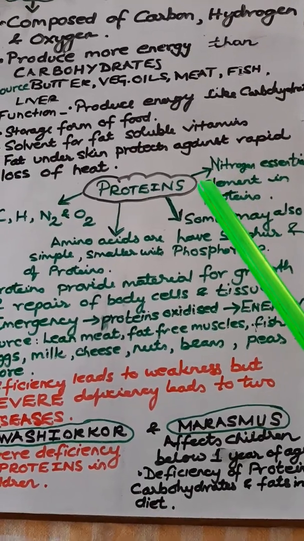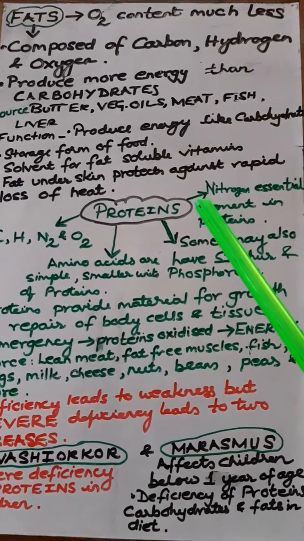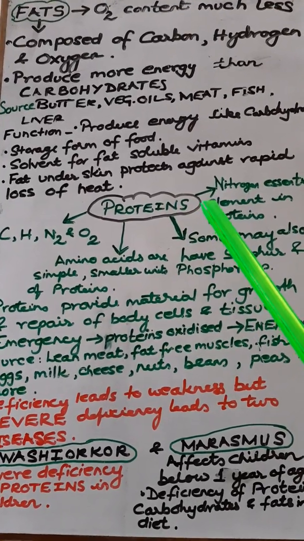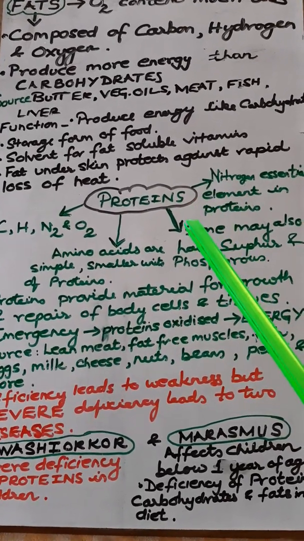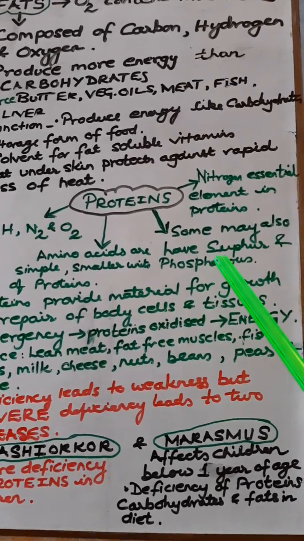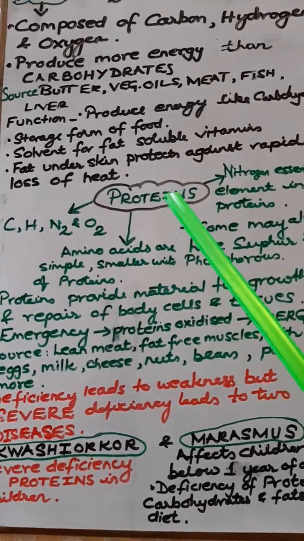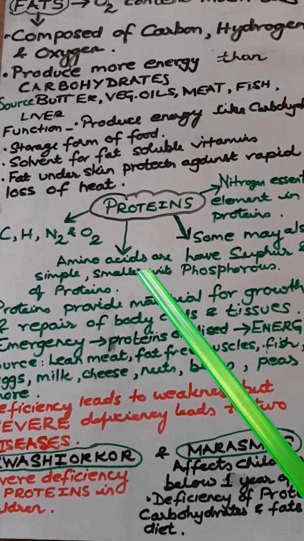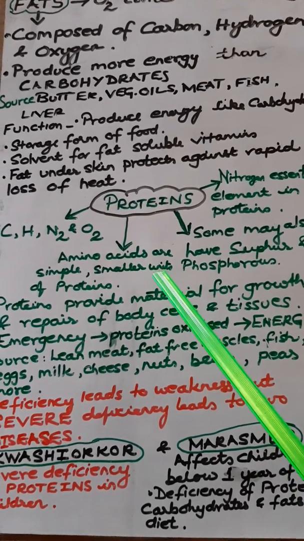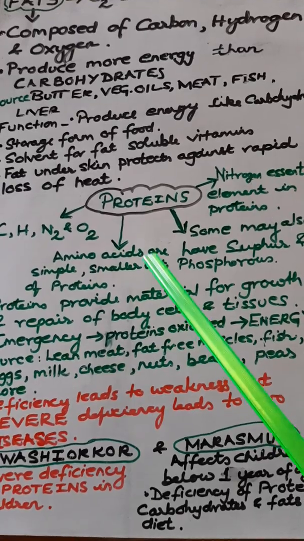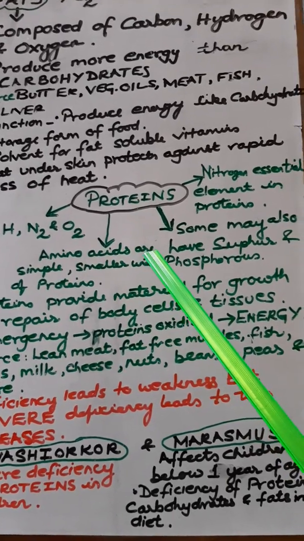Now let us move on to the next nutrient, that is proteins. Proteins are made up of carbon, hydrogen, nitrogen, and oxygen. Some proteins may also have sulfur and phosphorus. The simplest form of proteins are the amino acids, the smallest units.